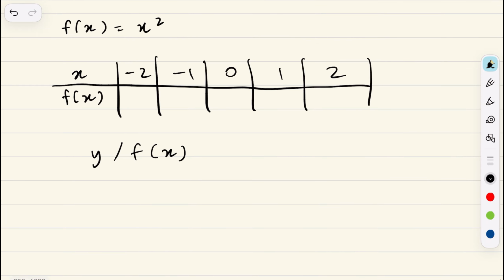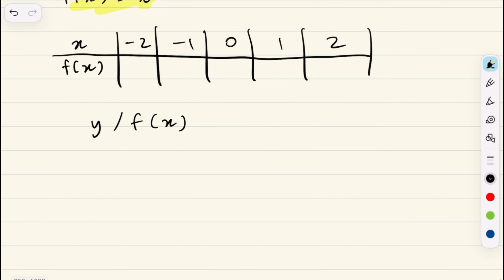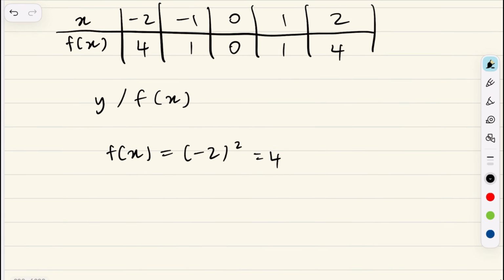And to find the value of y, or the f of x, all we have to do is, see this equation over here? F of x equals x squared. All we have to do is substitute the value. So our first f of x is equal to negative 2 squared. We substitute the negative 2, and we're going to get 4. So you substitute all the values, and you're going to get something like this: 4, 1, 0, 1, 4. Okay, now looking at this table of values, let's try and deduce the domain and range.